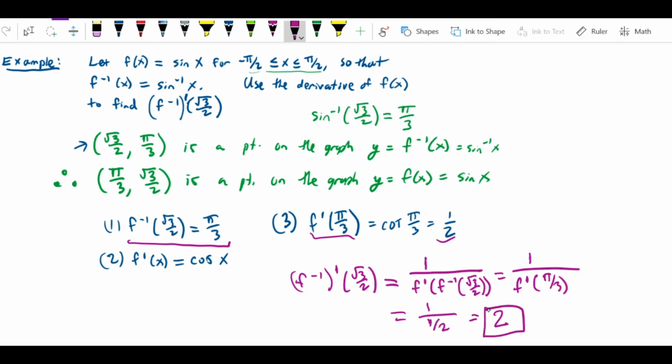So there's an evaluation of the derivative of arcsine at a particular point, which we got simply by knowing what the derivative of sine was.